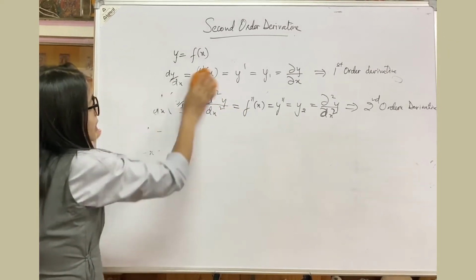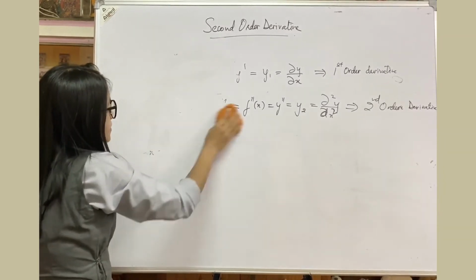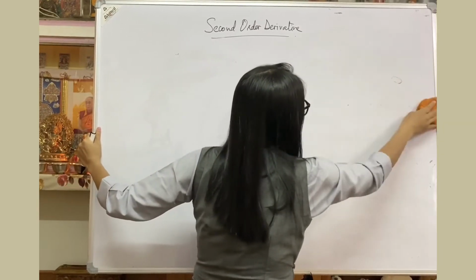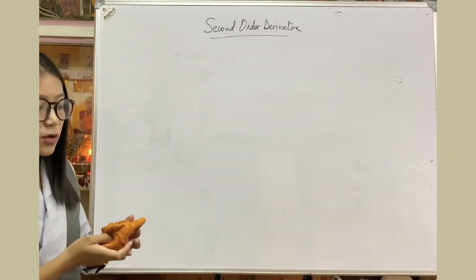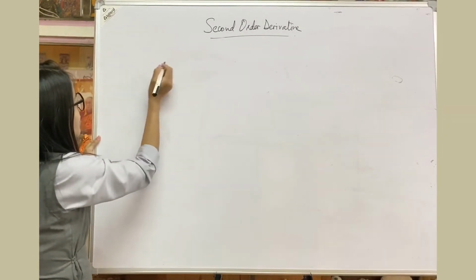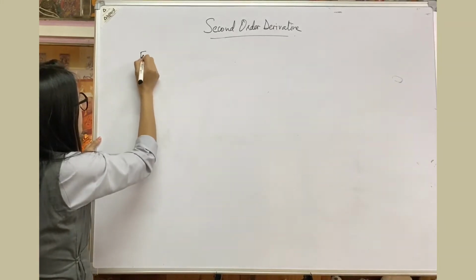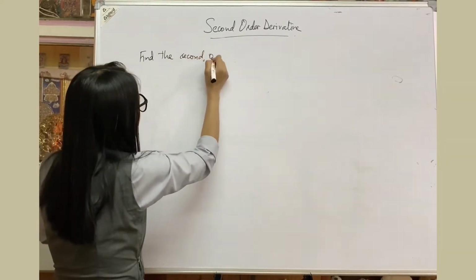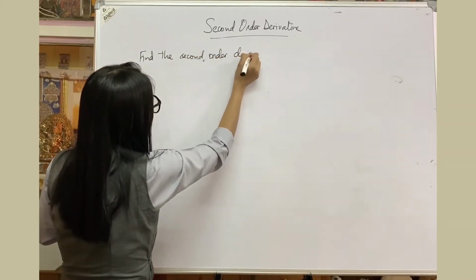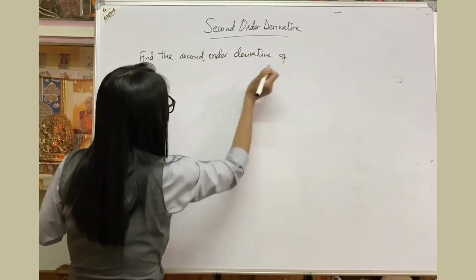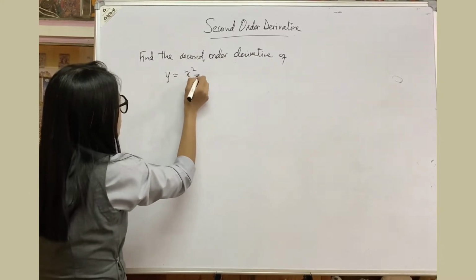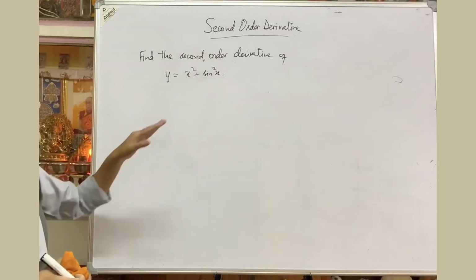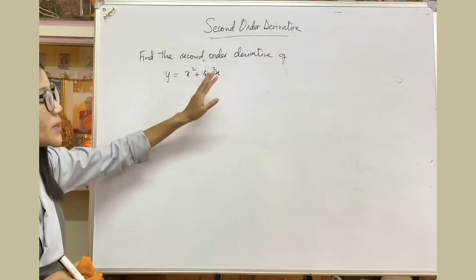Now we will consider a few examples. This is a very simple topic, a small topic, and it is the second last topic of this chapter. Find the second order derivative of y is equals to x square plus sine square x.